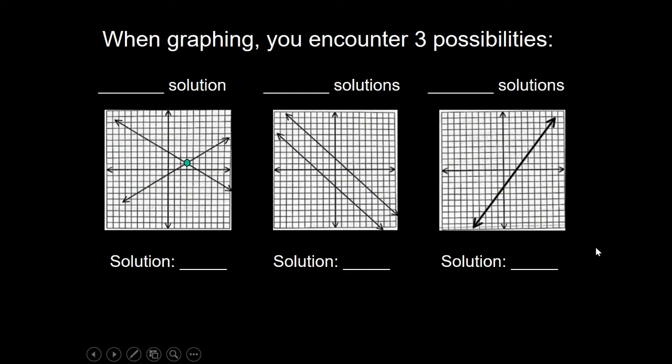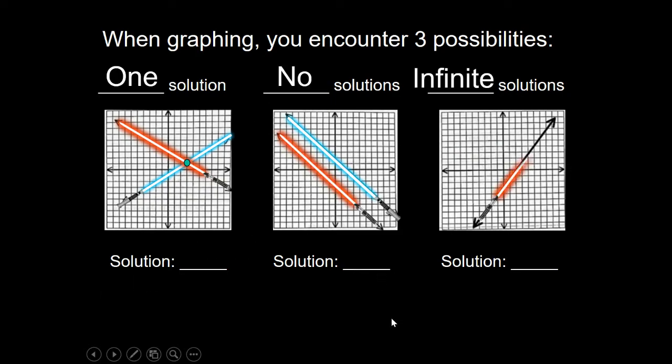There are three different types of solutions that we could find. When we're graphing, you can encounter three possibilities. The first one is one solution. In other words, the two lines are going to cross. They only share one point, the point where they intersect, just right here. The other option is that they would never intersect. They would be parallel, and so in that case we would have no solutions because they have no points in common. They're not sharing any points. The third one would be infinite solutions, and that's the exact same equation graphed on top of each other. That means they share all of their points.